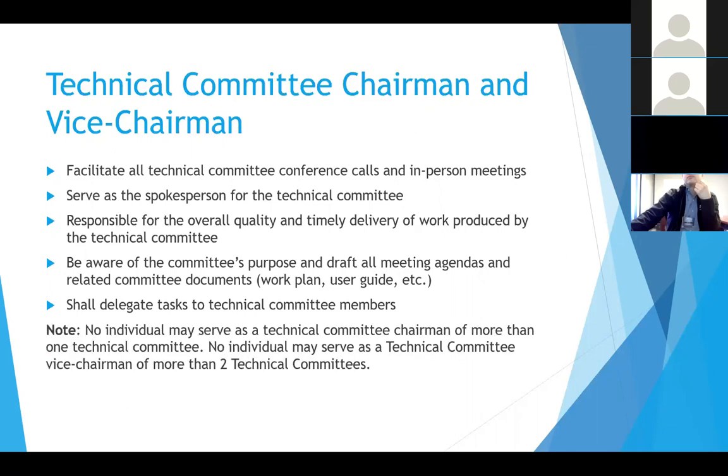And just a friendly note here, no individual may serve as a technical committee chair of more than one technical committee. And in the sense of the vice chairman, a vice chairman cannot be a vice chairman of more than 2 technical committees.